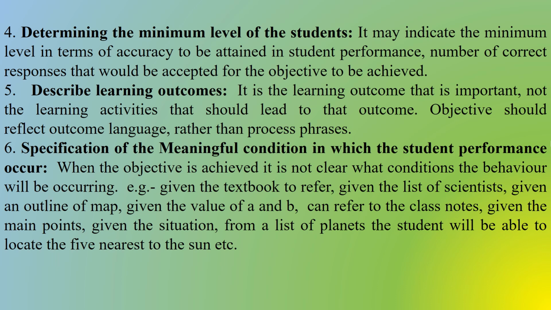Specification of the meaningful condition in which the student performance occurs. It is specified what the student will be doing. When the objective is achieved, it is not clear under what condition the behavior will be occurring. For example: given the textbook to refer, given the list of scientists, given an outline of the map, given the value of A and B, can refer to the class note, given the main points, given the situation. From a list of planets, the student will be able to locate the five nearest to the sun, etc.